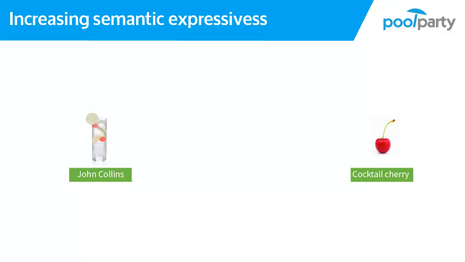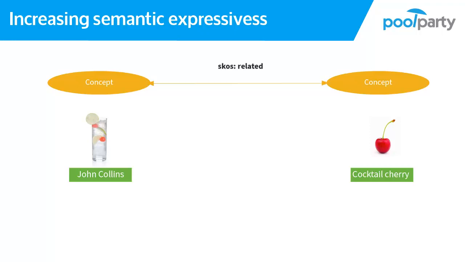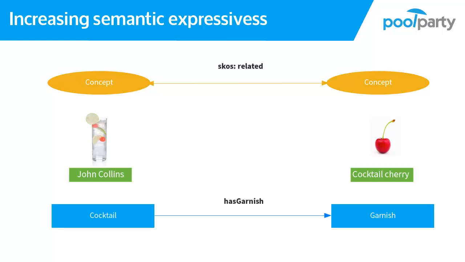What do I mean with more specific relations? You see here the cocktail John Collins, which has the garnished cherry. John Collins and cherry are concepts that belong to different concept schemes. In SKOS they are related to each other, but now we would like to indicate that the cocktail John Collins has the garnished cherry. And this is where custom schemes and ontologies come into play.